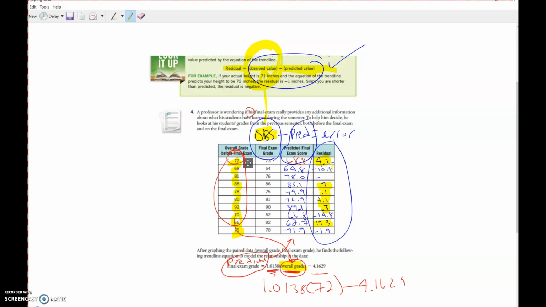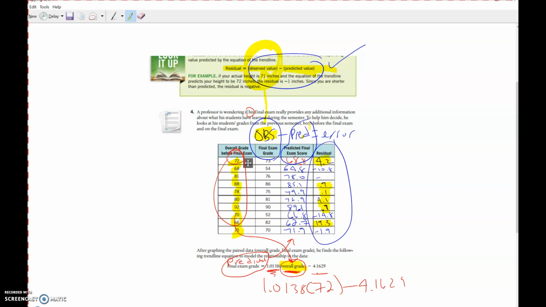D, what does a negative mean? Well, then that would be the opposite. That means the observed number is smaller and the predicted value is higher. So they actually predicted that the student was going to do better than what they did. So in reality, they did worse than what they were predicted to do. Okay, so they performed worse than they were expected.